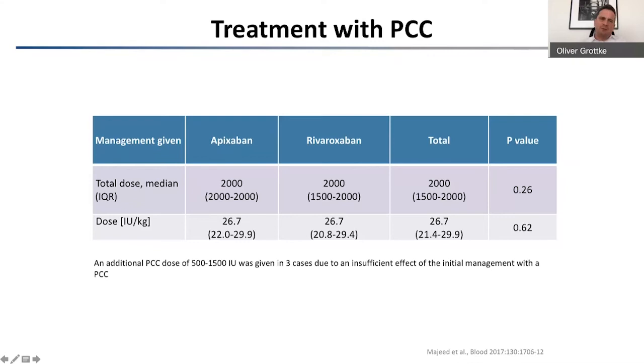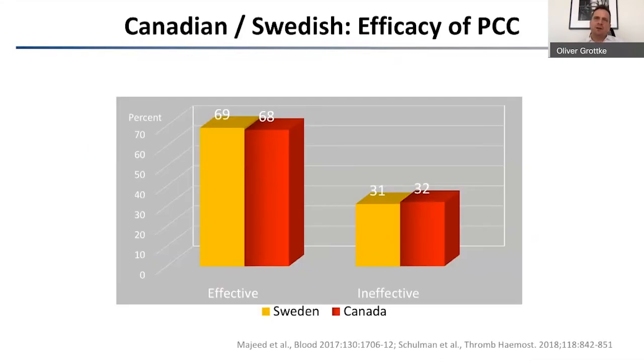So when we go back and reflect on the recommendations, we should give between 25 and 50. So we're here in the study more or less at the lower end, so the smaller dose. However, the efficacy was very good, 70% in this cohort. And the study was not only performed in Canada, but also in Sweden in parallel. And both study cohorts showed 70% for the termination of bleeding, restoration of hemostasis.